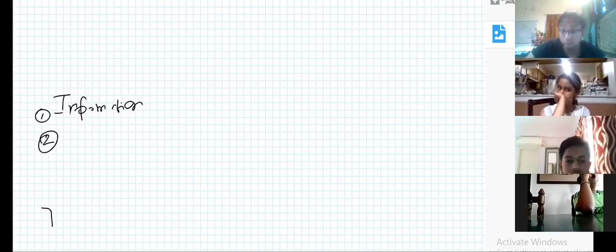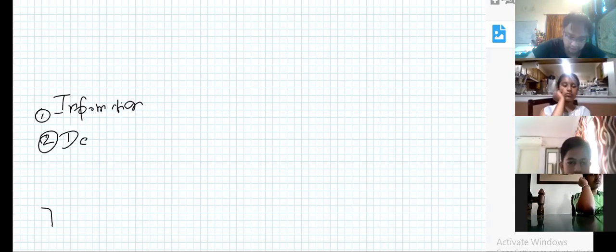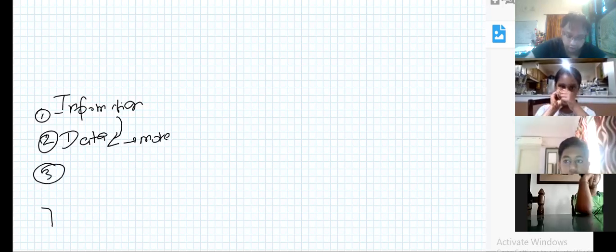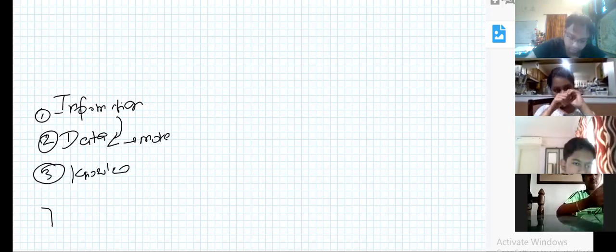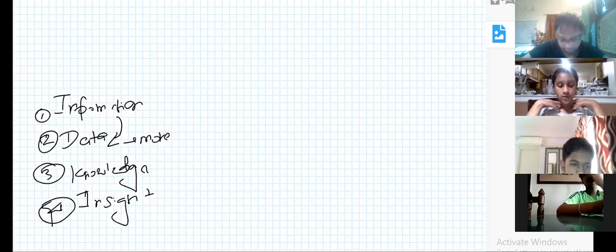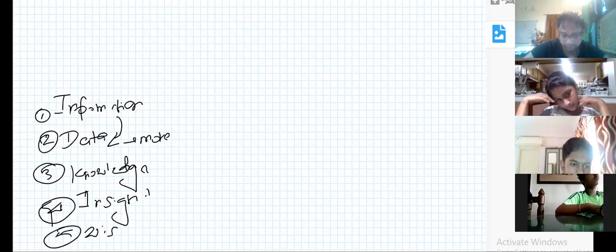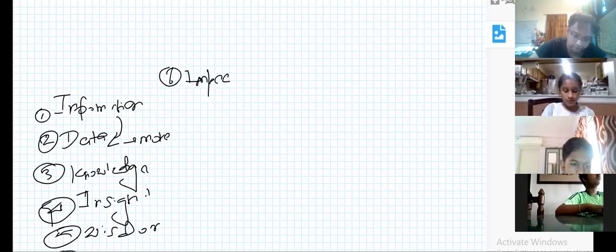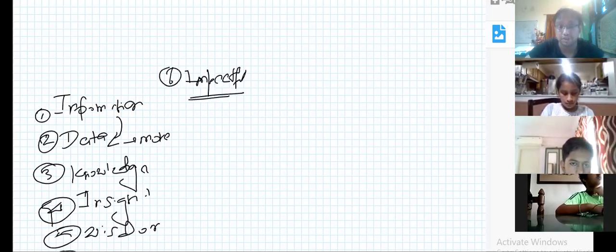Second is what? The data about that information, right? More details. The third one is the knowledge. The fourth one is called insight. Fifth one is called the wisdom. And sixth one is called the impact. How impactful? Okay.